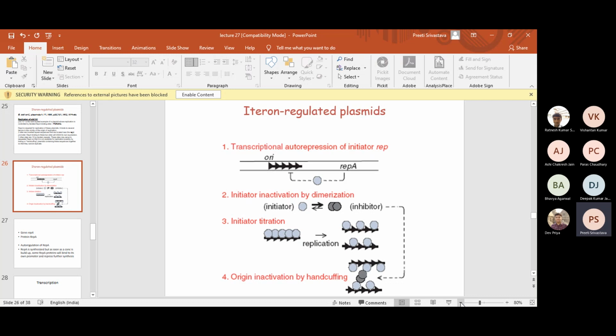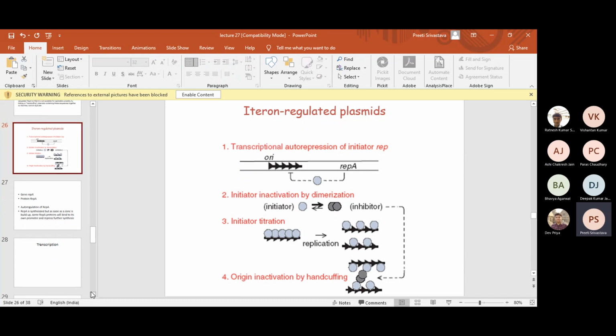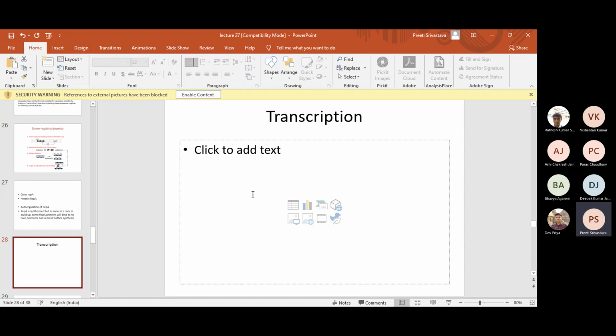Class, so I hope the regulation of replication by antisense RNA and by iterons is clear. Yes, ma'am. Okay, very good. So then we still have some time, so let's get the transcription part started.